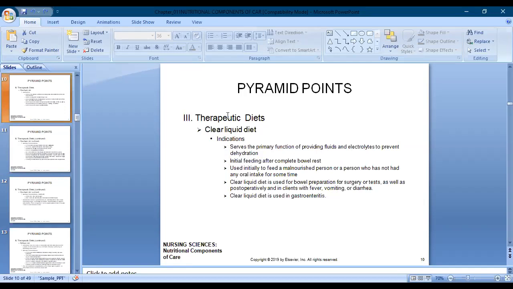So if anybody has dehydration, this liquid prevents dehydration, right? Or if anybody has less output, if we give them clear liquid, it would be correct. So clear liquid is very transparent, definitely, and it is liquid at room temperature. An example is water. Water is a clear liquid. Then Jello is a clear liquid. Any kind of clear liquid like broth or soup, right? This is clear liquid.